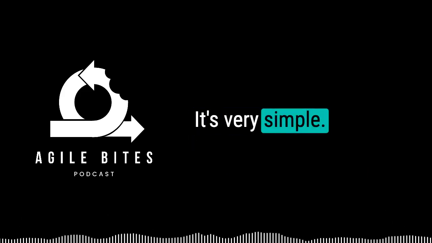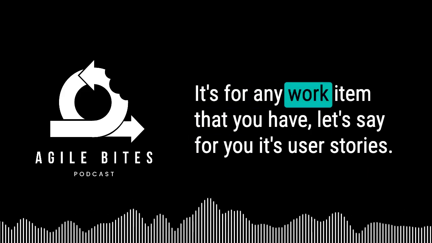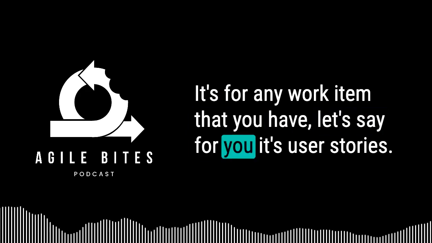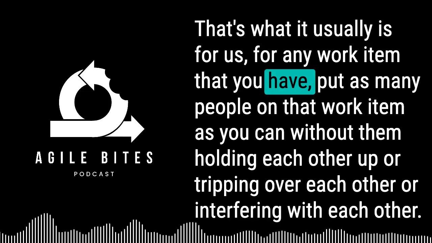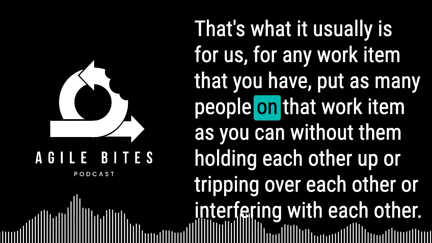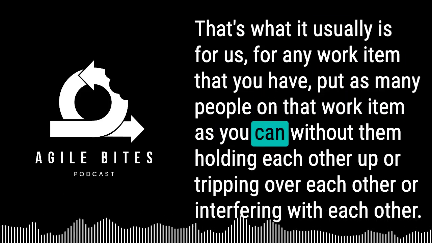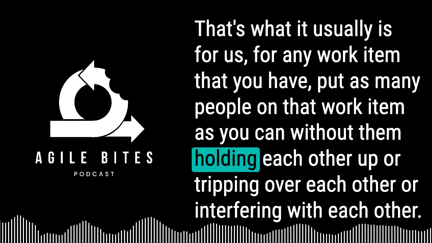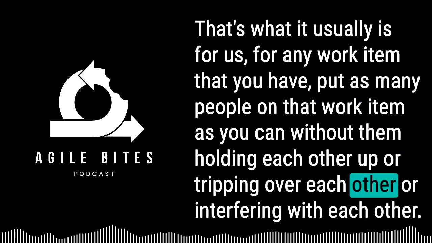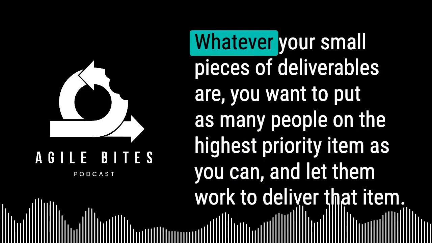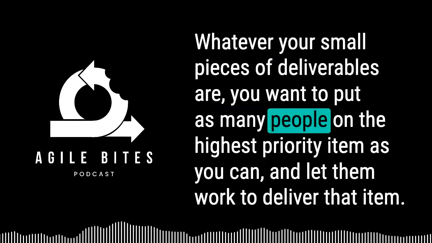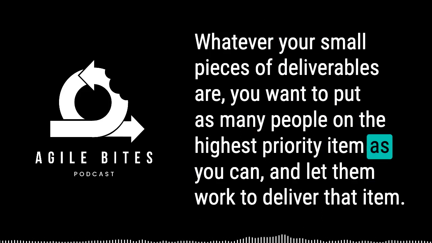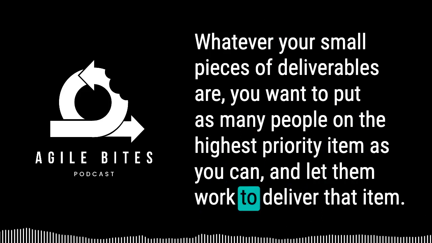It's very simple. It's for any work item that you have. Let's say for you, it's user stories. That's what it usually is for us. For any work item that you have, put as many people on that work item as you can without them holding each other up or tripping over each other or interfering with each other. Whatever your small pieces of deliverables are, you want to put as many people on the highest priority item as you can and let them work to deliver that item.